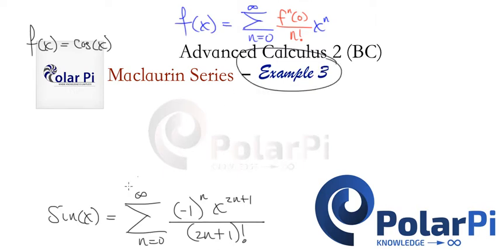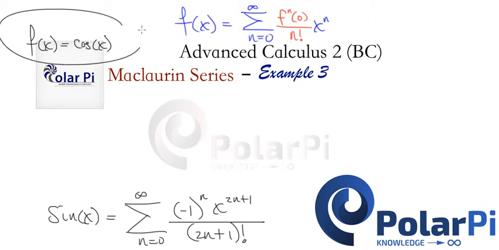Hey guys, example 3 here, and this time we're going to find the Maclaurin series expansion for f of x equals cosine x. But we're not going to do what we did in example 2 and reinvent the wheel. Instead, we're going to cheat, and this is how.